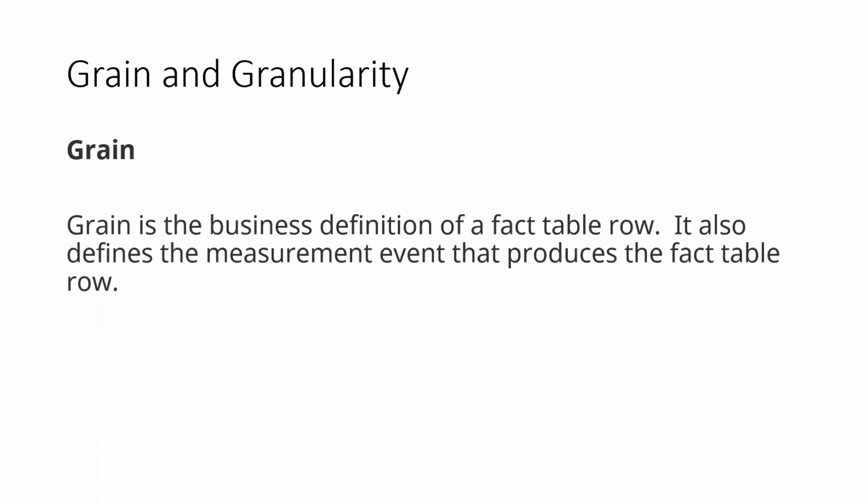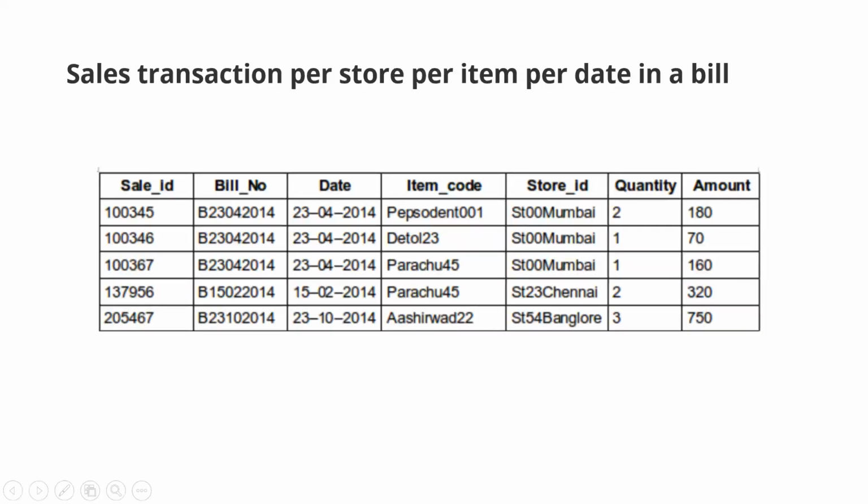While defining grain, grain is a business definition of a particular fact table. It defines the measurement event that produces the fact table's row. So how should we define a single fact table row in a single line? That is called the grain of the fact table. Here is the fact table. We can see sale ID, deal number, date column, item code, store ID, quantity, and amount.